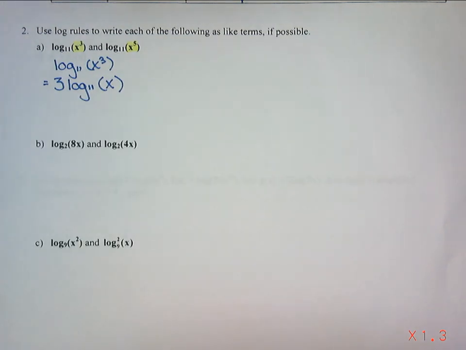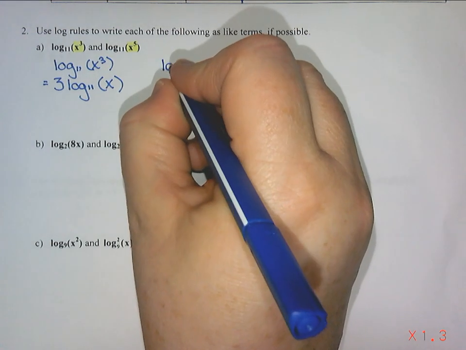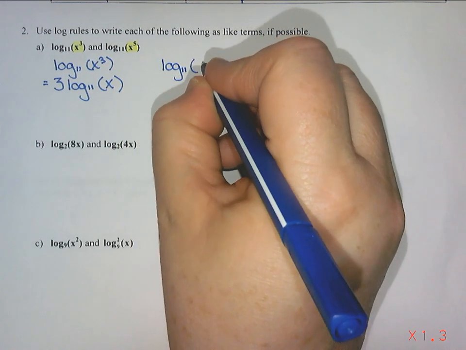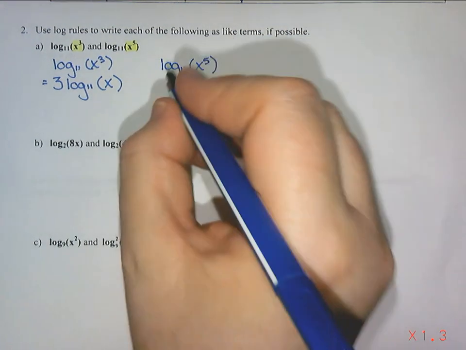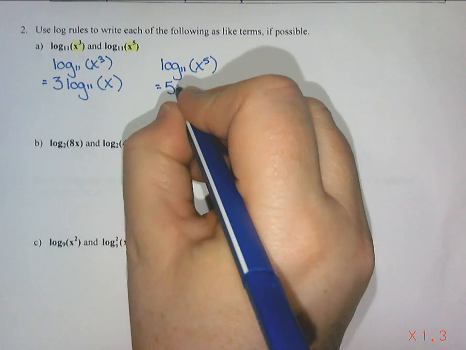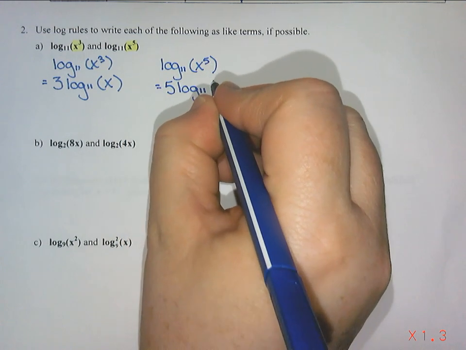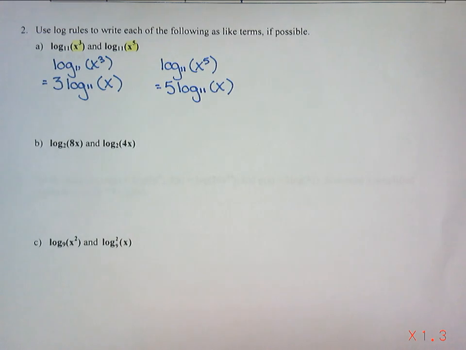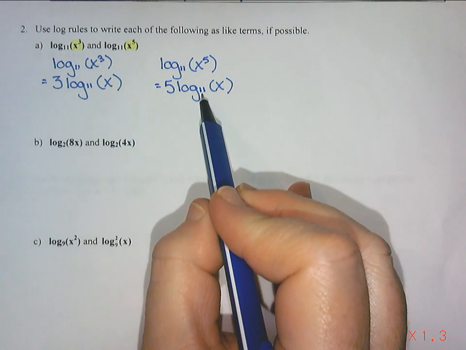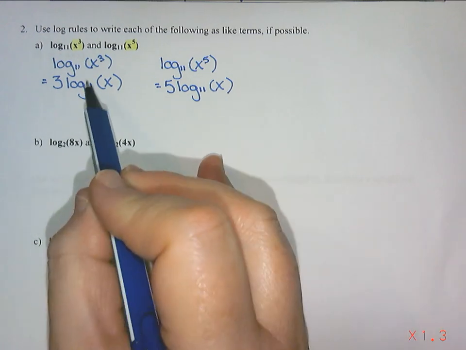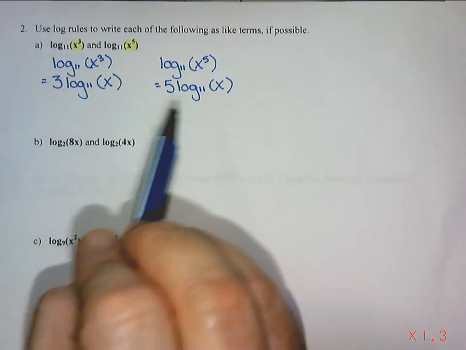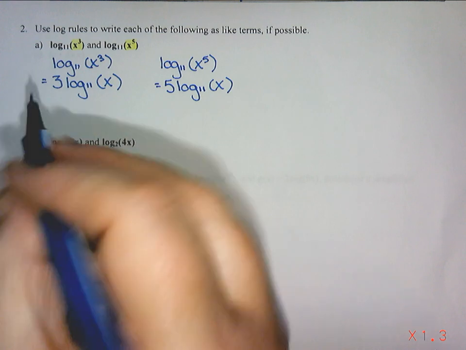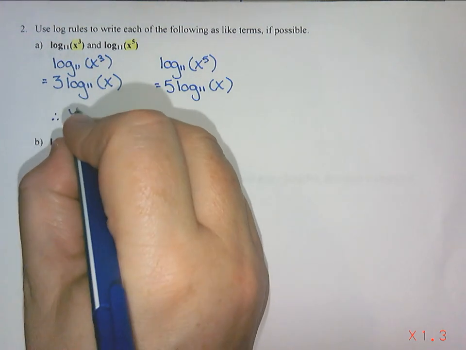Okay, let's try the other one. We have log base 11 of x to the 5. We're going to try the same rule. We're going to bring that exponent down in front. So this is 5 times log base 11 of x. Are they now like terms? Well, they have the same base, they now have the same argument, and there is no exponent between that log and the argument, so we're good. They have different coefficients, but that's okay. So I'm going to say, yes, they are like terms.